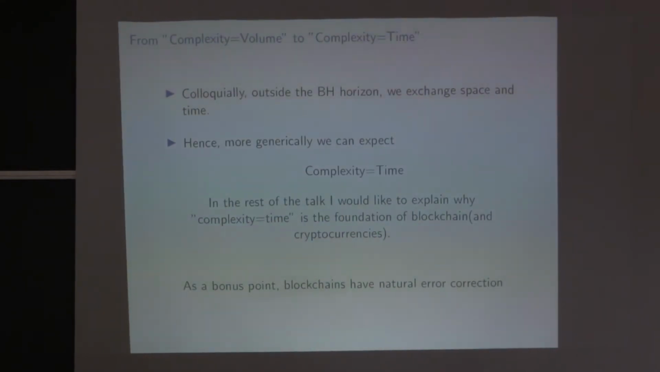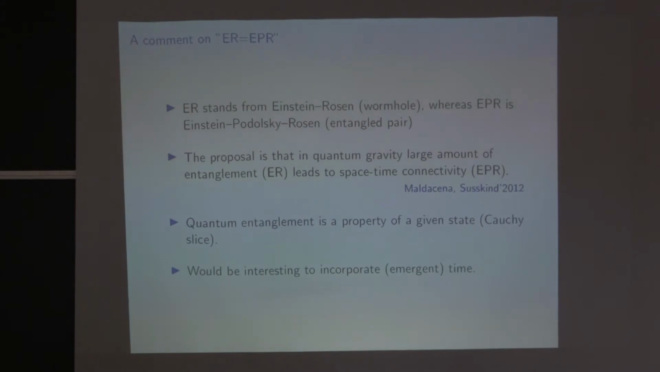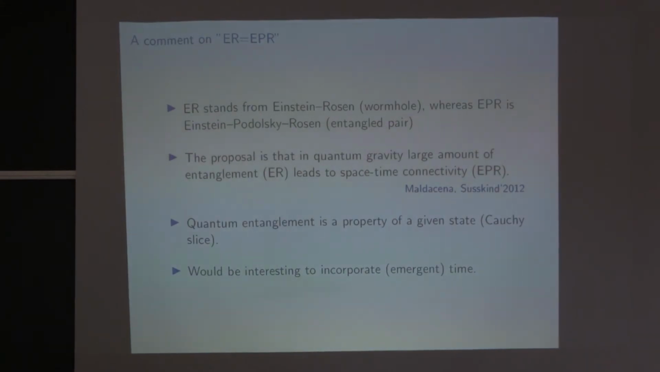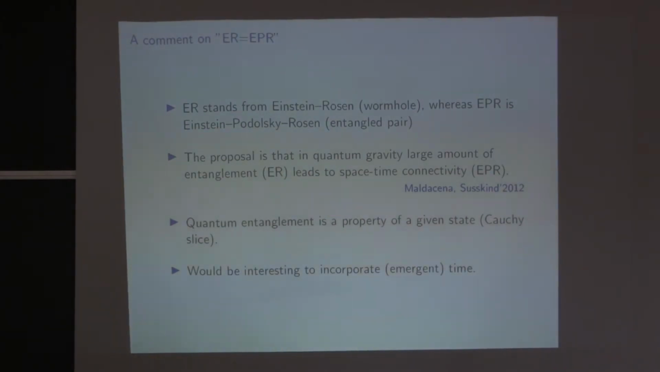As a bonus point, we will see that blockchains have natural error correction. But before I jump into blockchain, let me make a vague comment about ER equals EPR. There is the famous proposal by Maldacena and Susskind that in certain cases, large quantum entanglement leads to a connected semi-classical space. But the quantum entanglement is a property of a given state, of a Cauchy slice.